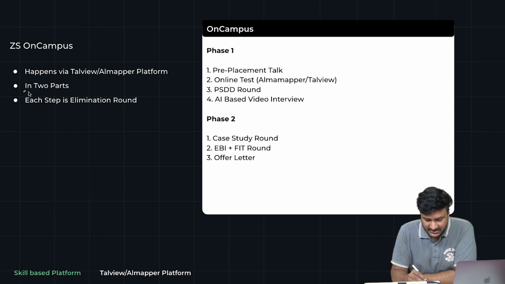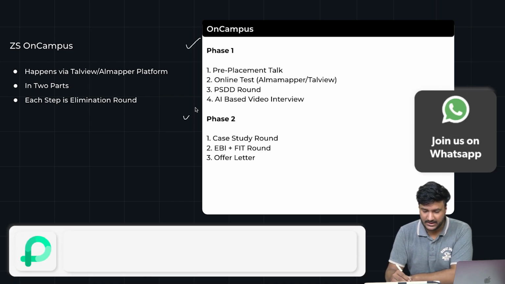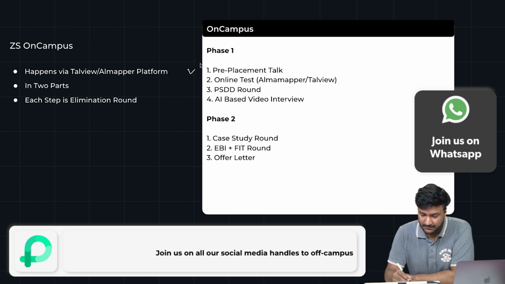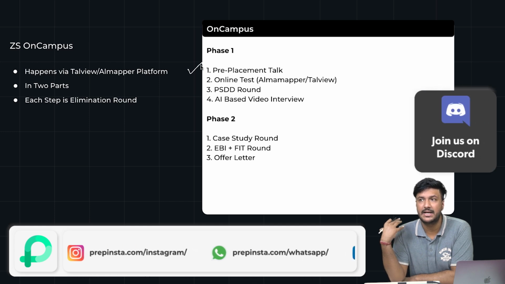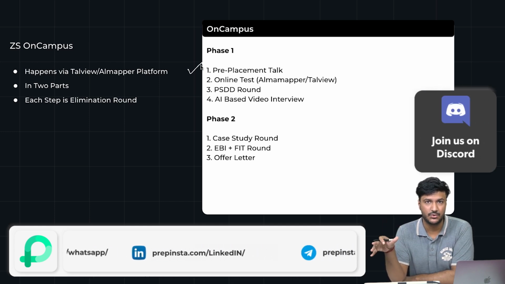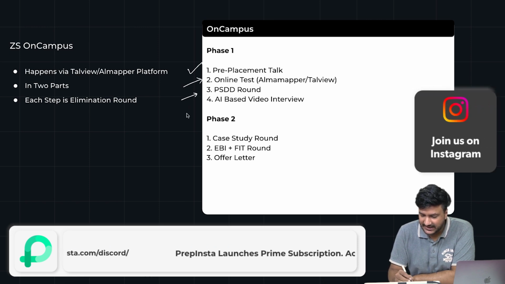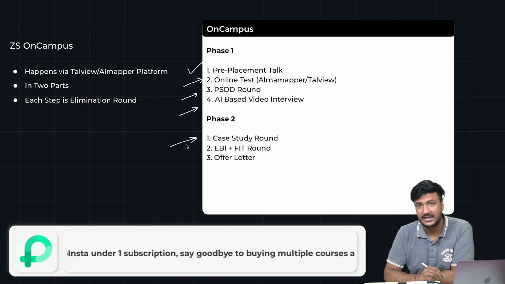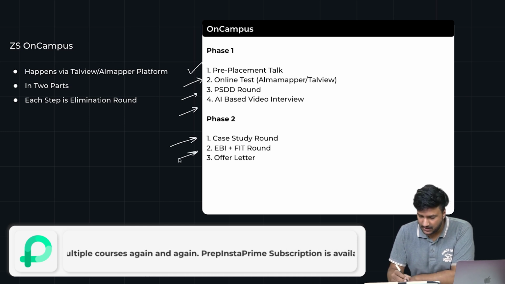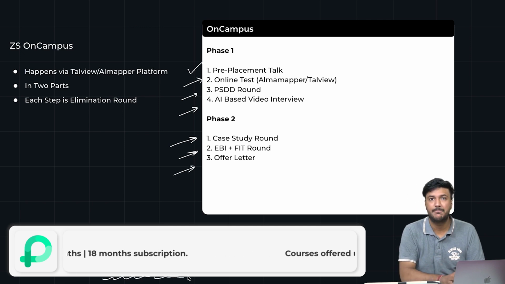Now the process is divided into 2 parts, and each step is an elimination round, right? When ZS comes to your campus, they'll say there's phase 1 and phase 2. Phase 1 is a pre-placement talk wherein ZS talks about their company. It's basically a data science company working very closely with the pharmaceutical sector. Then there's the online test, then something called the PSDD round, then an AI-based video interview, and then phase 2 has a case study round, an EBI plus FIT round, and then there's an offer letter. Again, the platform, as I said, is Talview or Alma Mapper.